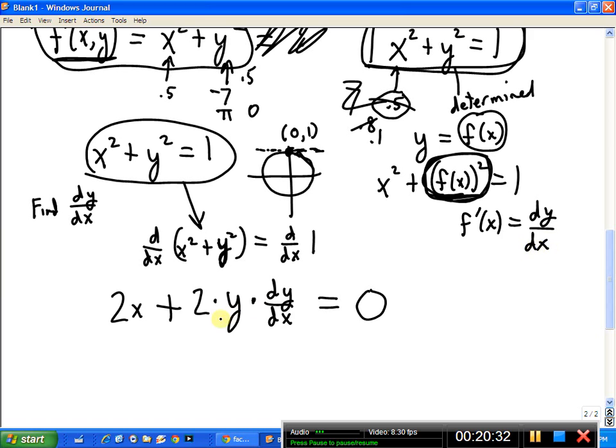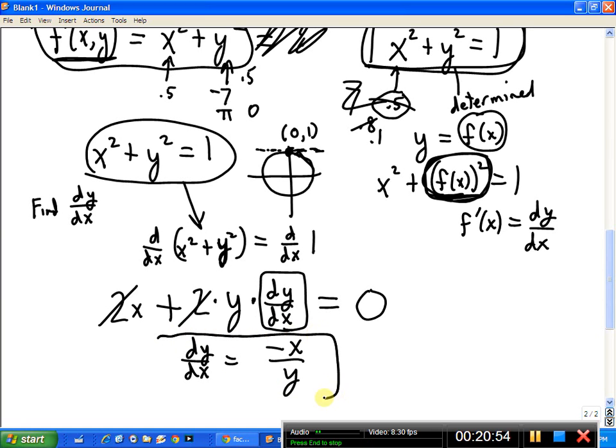So here's an equation, and it's got a dy/dx in it. And I can solve this equation pretty easily. Divide both sides by 2, move the x to the other side, so dy/dx is going to be equal to minus x divided by y, which is kind of a cool formula. It tells me that the slope of the tangent line on the unit circle anywhere is the negative of the x value divided by the y value.